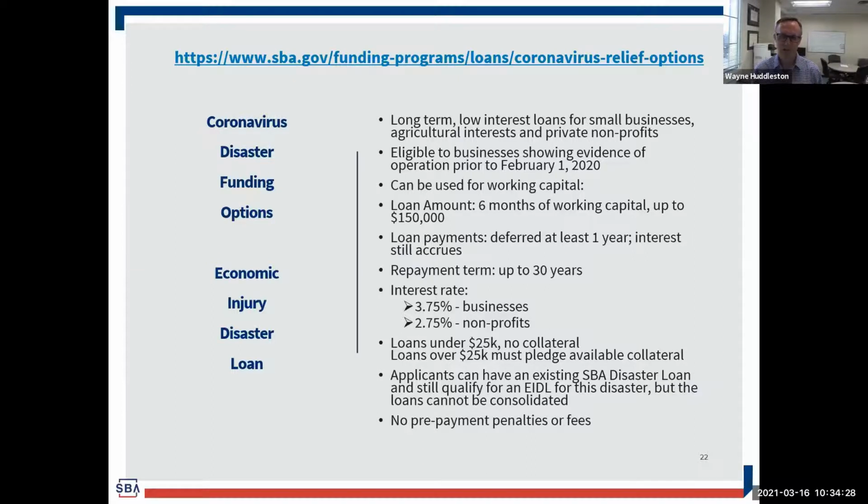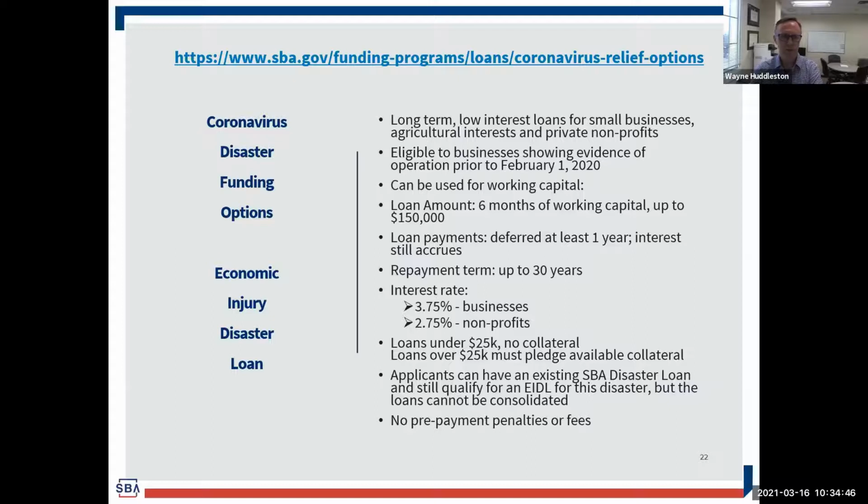In fact, you cannot use these economic injury disaster loans to pay off any loan that's already existing, to consolidate debt at lower interest rates, or to expand your business. They are strictly for disaster purposes. But again, there are no prepayment penalties or fees.